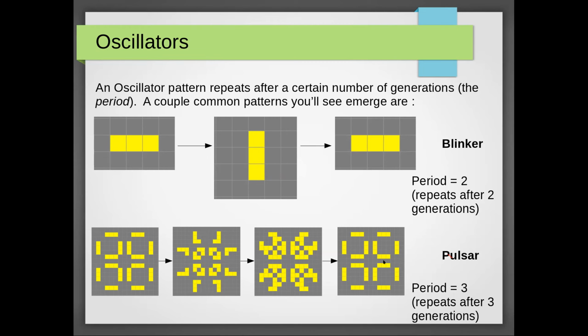And this one, which you'll quite often see as well, is a pulsar. That one's got a period of 3. So it moves from this state to that state to that state, and then reverts back to that original state. So it will constantly keep cycling around.